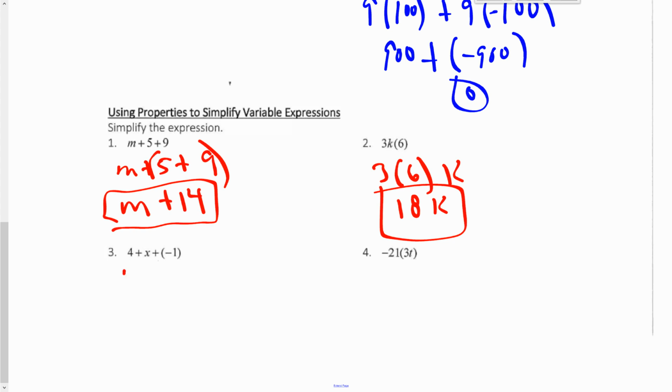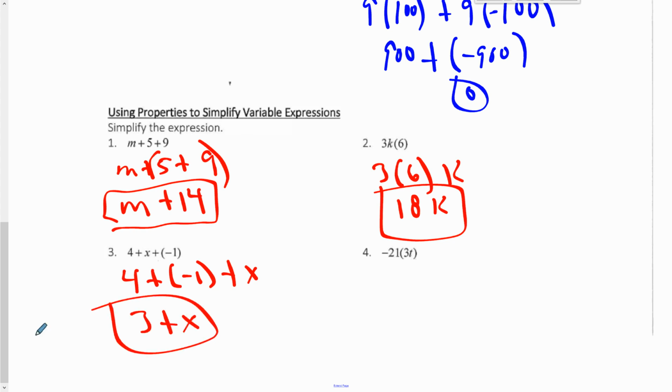For number 3, I can rearrange and put 4 plus -1 plus x. 4 plus -1 is 3 plus x, and that's as far as I can go. And then for number 4, I can rearrange the grouping symbols. I can put the grouping around 21 times 3, and then just have t left over. That'll give me -63t.